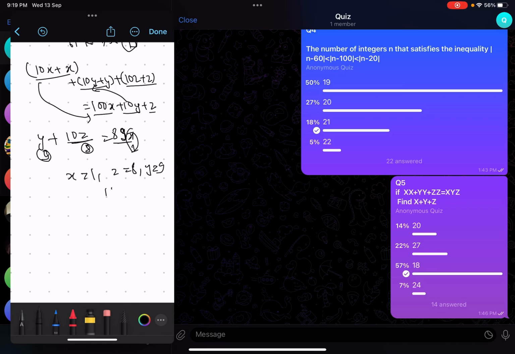So the sum of all, 1 plus 9 plus 8, is 18, so 18 is the answer to this question. So this was all the solutions. Hope it is clear now.